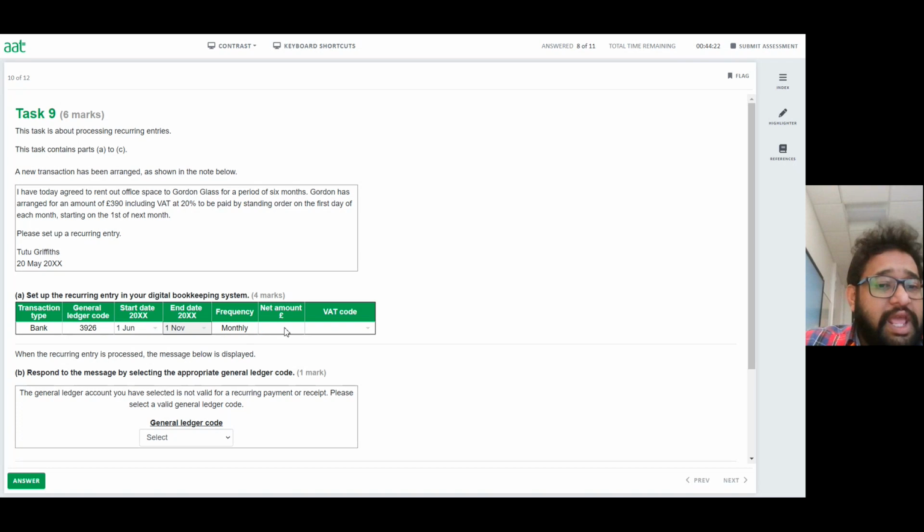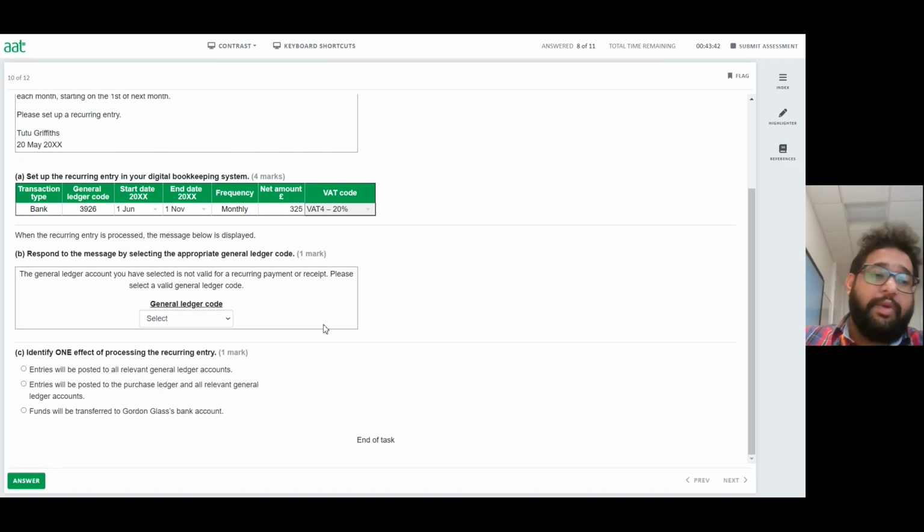And the frequency is monthly, and the net amount is going to be, £390 was inclusive of VAT, which I can't understand. It makes no real sense that VAT would be charged for rent, but maybe it happens in businesses, I don't know. But rent is normally, if it's private rental for domestic usage, I don't think there's any VAT applied. So £390 divided by 6 multiplied by 5 gives me £325. That is the net amount we add the VAT to. And the code here is VAT4, because that is the 20% charge as it's shown here.